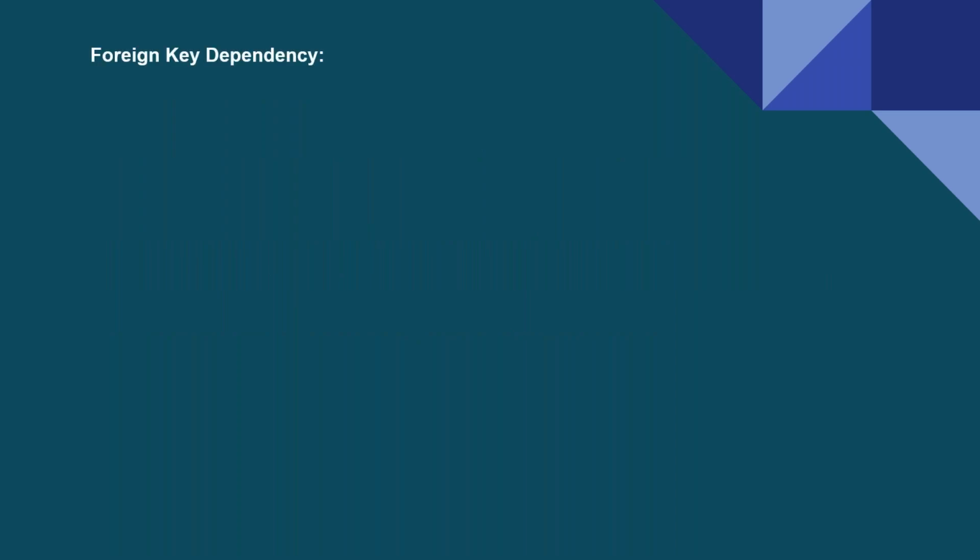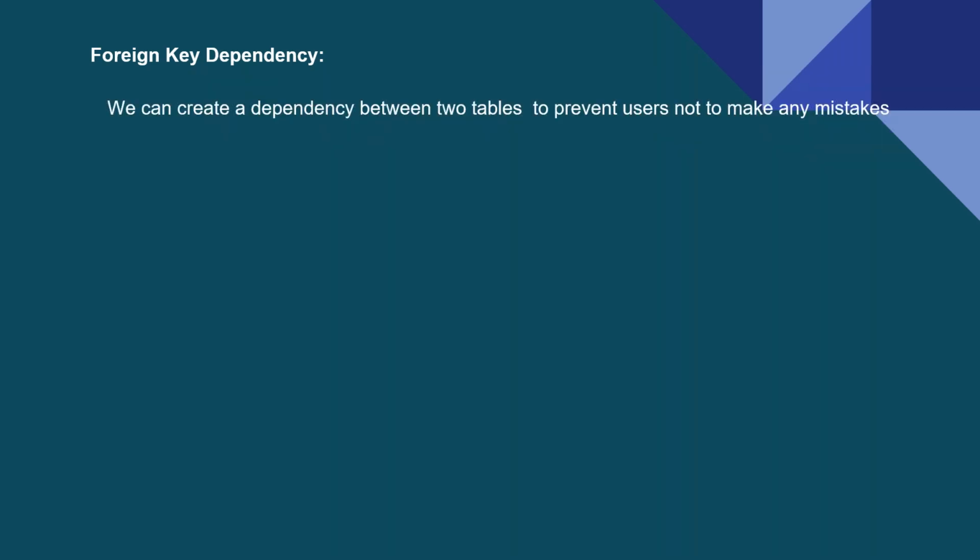So we'll see what a foreign key dependency is. As I said, we can create dependency between two tables to prevent users from making mistakes. If you take ABAP, we have sales order tables VBAK and VBAP. These are interlinked with a foreign key relationship based on sales order ID. When there is a header, we should make sure that there are corresponding rows in the item table. That is a dependency.